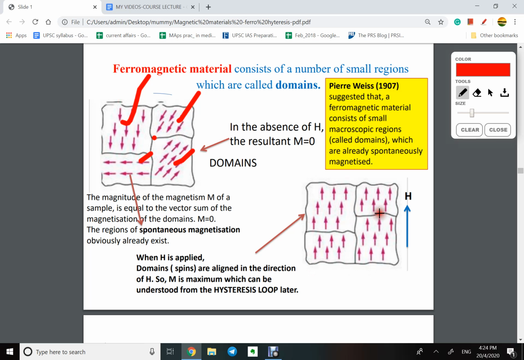So when this process is going on, the area of each domain may change, the volume of each domain may change. So the volume of one domain may increase, the volume of the other domain may decrease. That depends upon how the spins are arranged in different domains. And this process of turning of spins in the direction of H is known as magnetization.